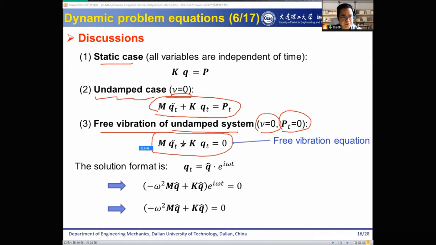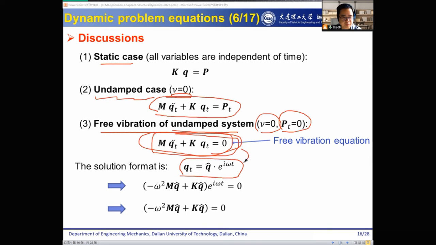This is just for you to know: when people are talking about free vibration of an undamped system, what do they mean? They mean this. They are referring to this equation. Okay, this is the free vibration equation, and then the solution format uses the same idea. So we have to solve this equation.